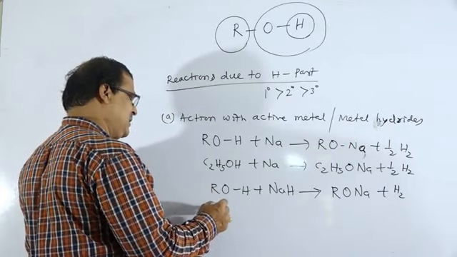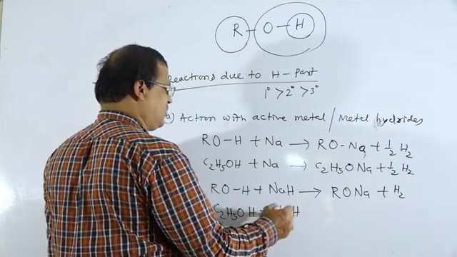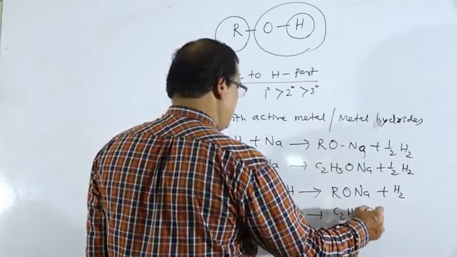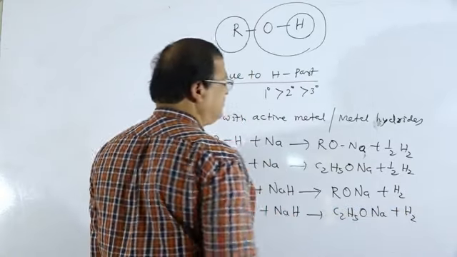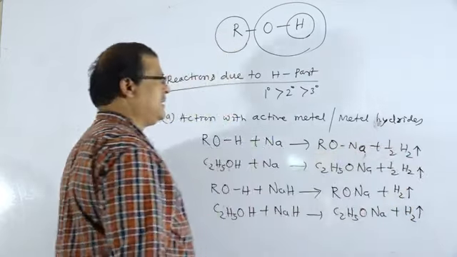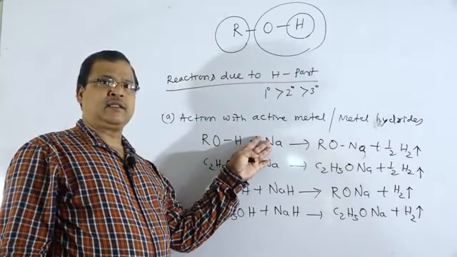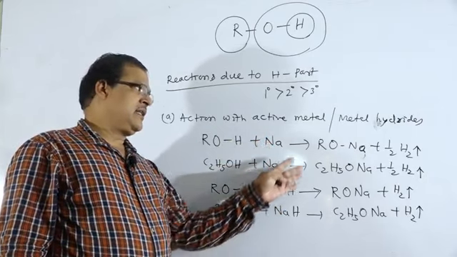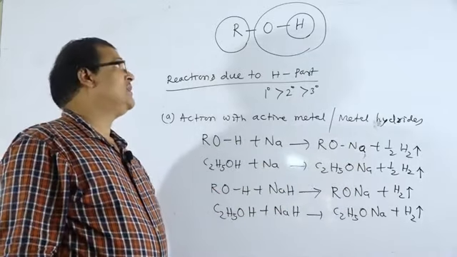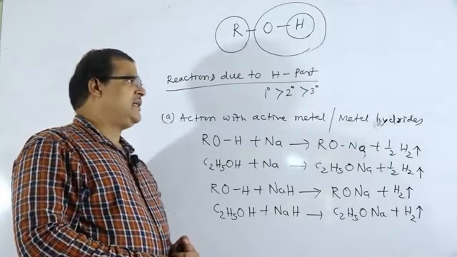For example, if we take C2H5OH treated with NaH, sodium hydride, there is the formation of C2H5ONa plus H2. Hydrogen gas is released. In all these cases, hydrogen gas is released. So whenever alcohols are treated with active metals or active metal hydrides, there is the formation of alkoxides with the release of hydrogen gas. So this is regarding the action with metals and metal hydrides.